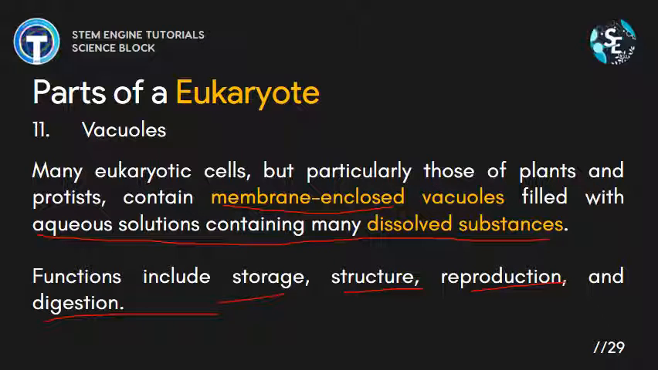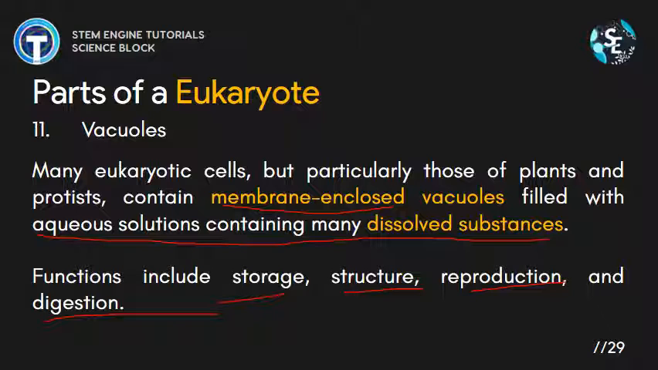Next, we have the vacuoles. So, vacuoles, typically naririnig naman natin siya sa plant cells din, pero pwede rin siya magkaroon sa animal cells. However, sobrang rare lang ng occurrence na ito. So, typically, plant cells lang and protists ang merong vacuoles. And typically, yung vacuoles na to ay malalaki and take up a large amount of surface area and volume within the cell. So vacuoles are membrane enclosed, filled with aqueous solutions containing many dissolved substances.